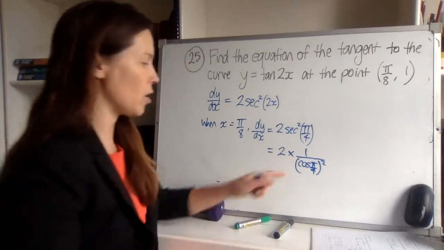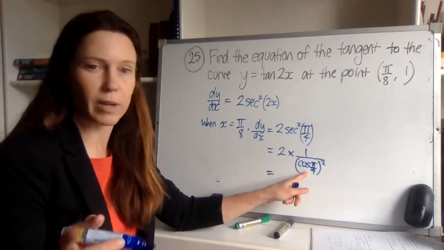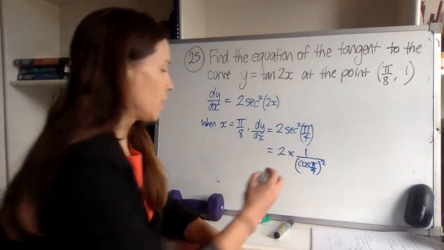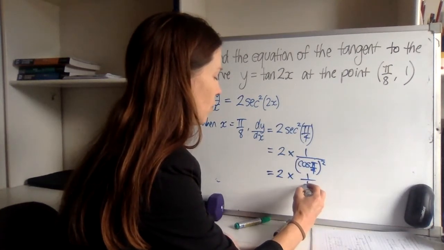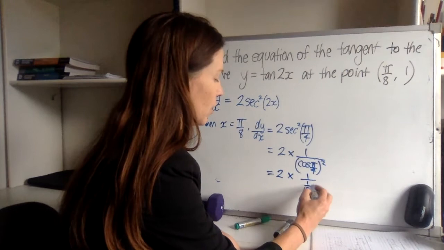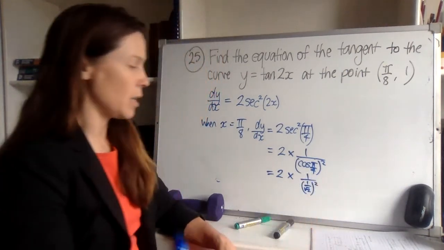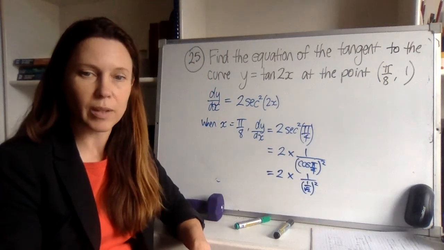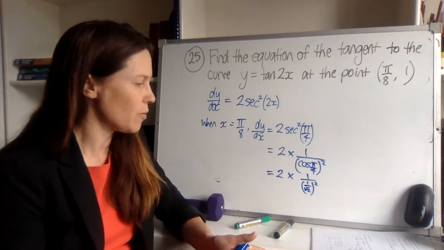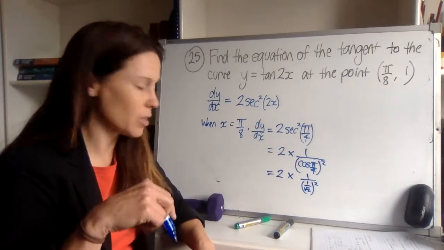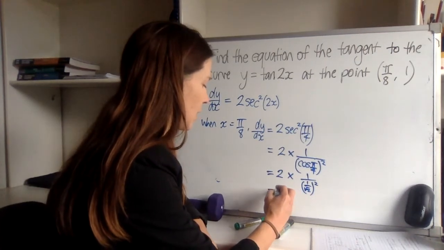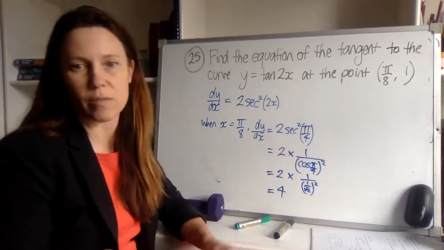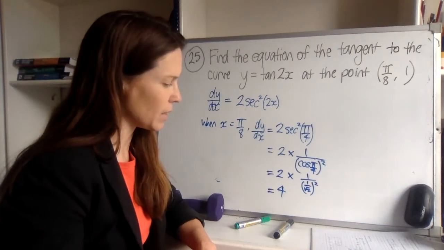Now I know that the cos of pi on 4 is 1 over root 2. So I'm going to have 2 multiplied by 1 over root 2, squared. Now if I square 1 over root 2, I'm just going to get a half. And 1 divided by a half is just 2. So I've actually just got 2 times 2, which is 4. And you could do that in your calculator, or you could just figure that out the way I did there.